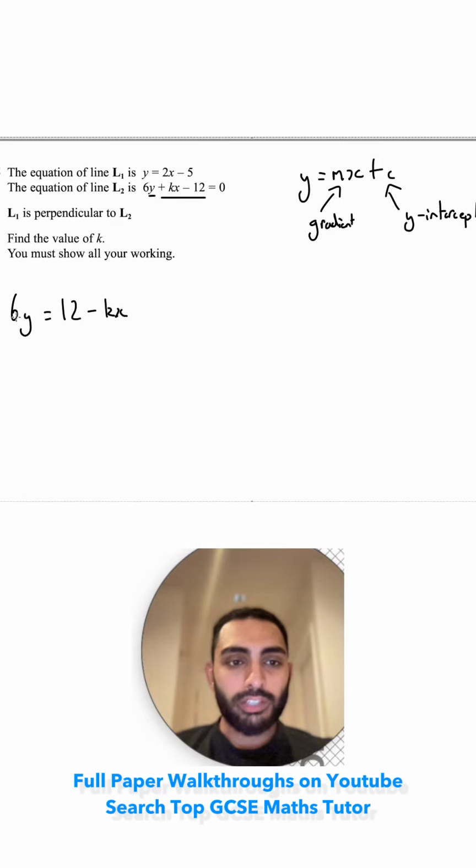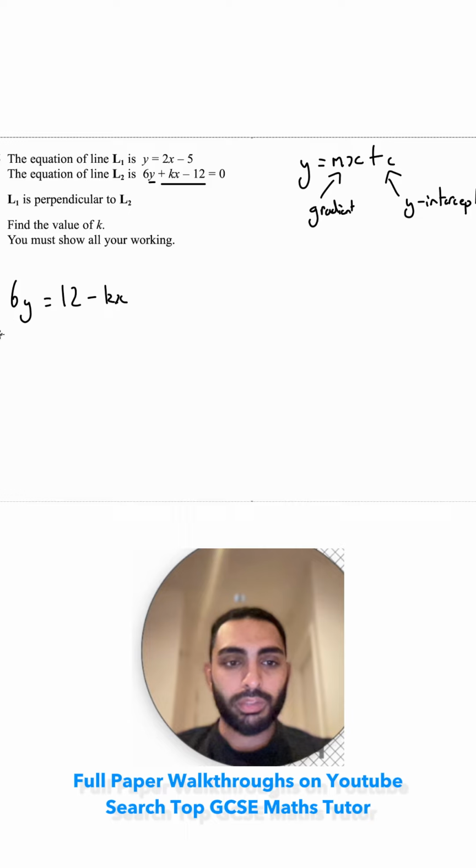To get y on its own, I just need to divide everything by 6. So dividing this by 6 would leave me with y. 12 divided by 6 is 2, and I'll write it as kx over 6. My gradient is negative k over 6 because that's what this x is being multiplied by.